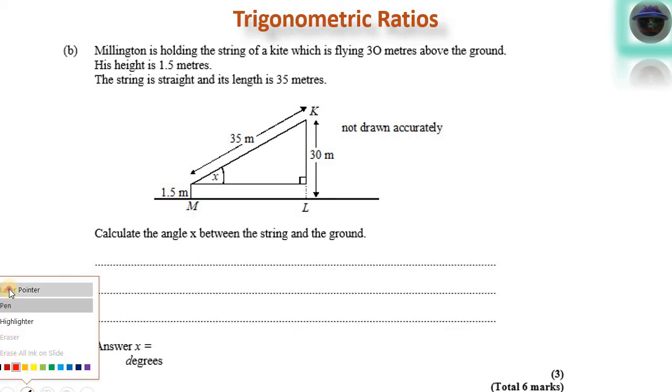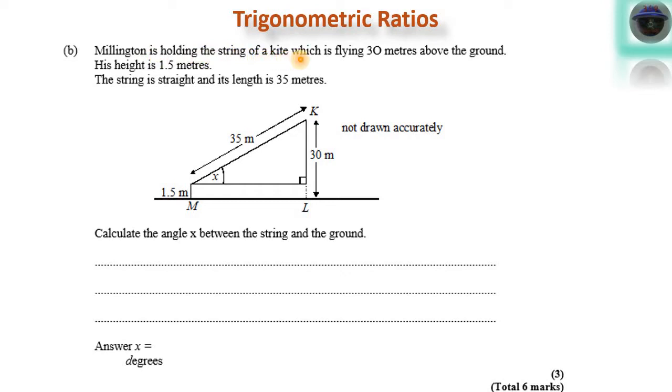So we're looking at the next question, and it reads that Millington is holding the string of a kite which is flying 30 meters above the ground. His height is 1.5 meters. The string is straight and its length is 35 meters. So here we have Millington, who has a height of 1.5 meters, and he's holding the string here, and the string's length is 35 meters.